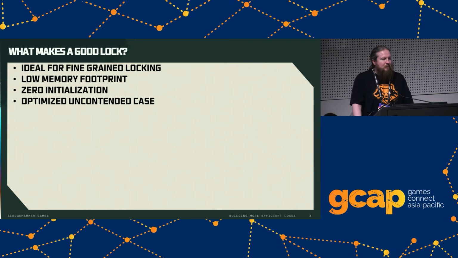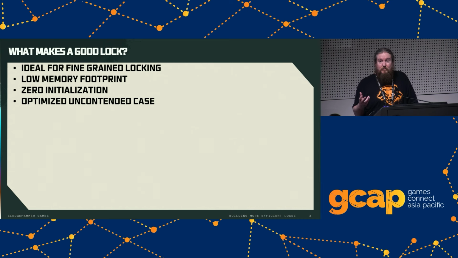So, first up, what makes a good lock? Ideally you want fine-grained locks. So instead of having, say, a lock for an AI system, you might want locks for every individual actor within the AI system. This means that when you acquire a lock for something, you're not competing with a lot of other threads that potentially want that same lock.